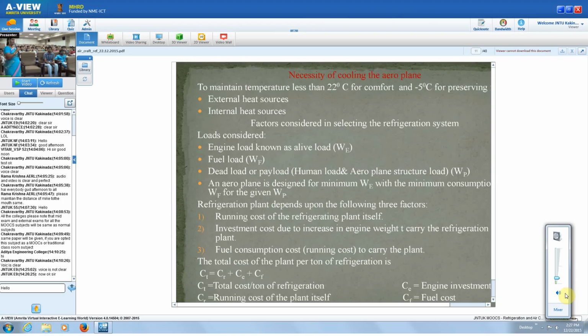So what is the necessity of cooling the airplane or aircraft? We think that at high altitude the temperature will be less and there is no need for cooling. But we always have to maintain the comfortable temperature of 22 degrees centigrade, and for food preservation the temperature required is minus 5 degrees centigrade. Because at high altitude the temperature is very low and pressure is also very low, many heat sources are there. We can classify the heat sources on the aircraft as external heat sources and internal heat sources. So you can see the external heat sources.